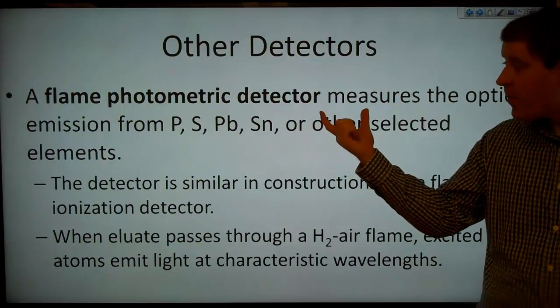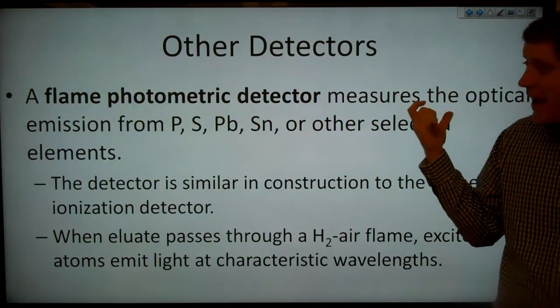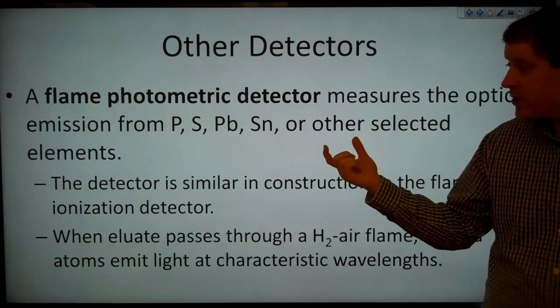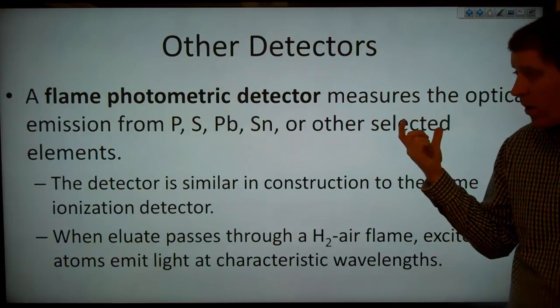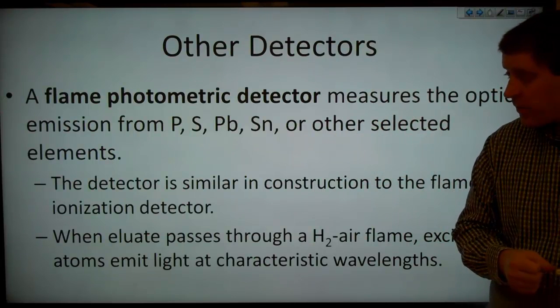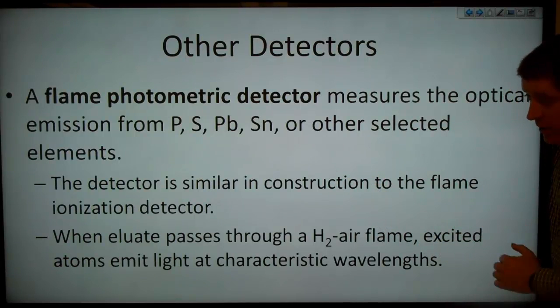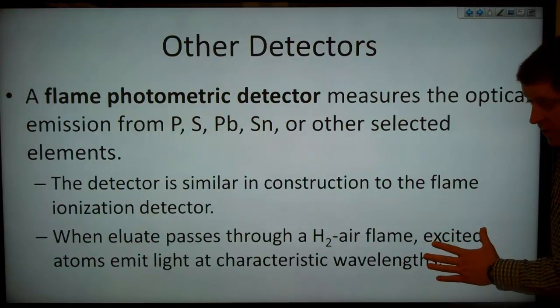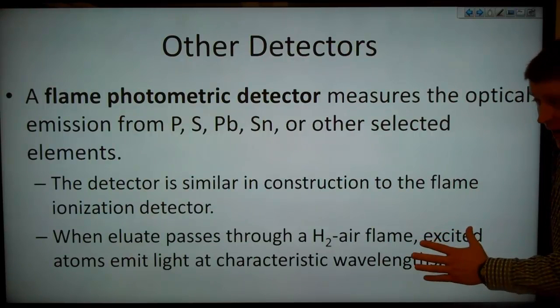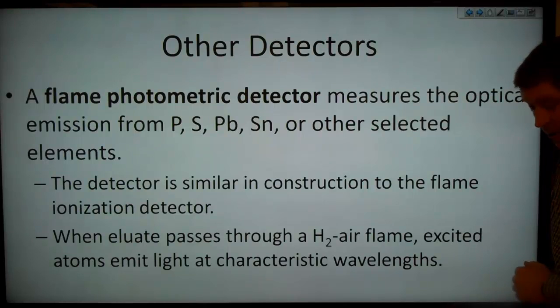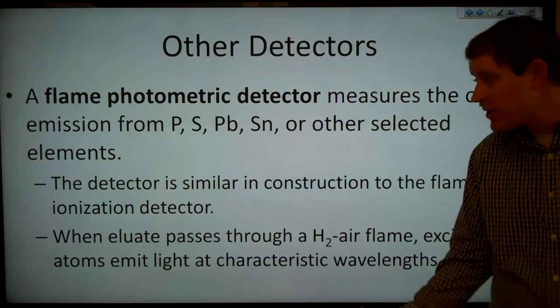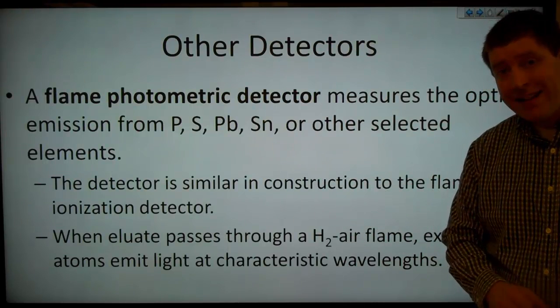A flame photometric detector measures the optical emission from phosphorus, sulfur, lead, tin, or other selected elements. The detector is similar in construction to the flame ionization detector that we've already talked about, and when eluate passes through a hydrogen-air flame, the excited atoms emit light at characteristic wavelengths. Those wavelengths are characteristic of whatever elements are in that flame.